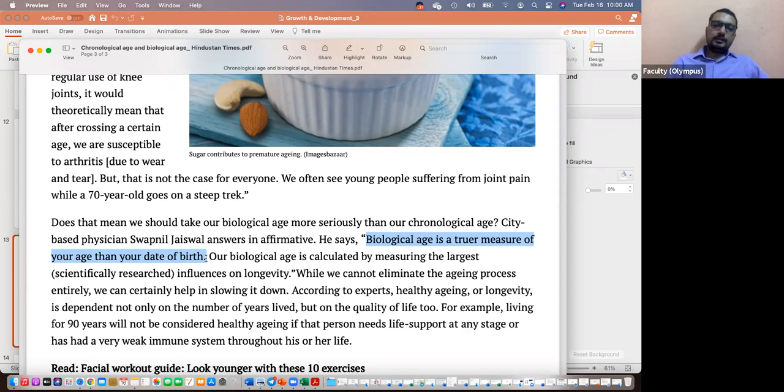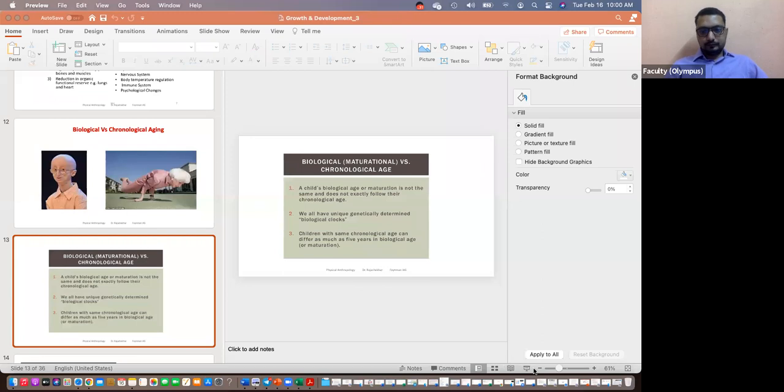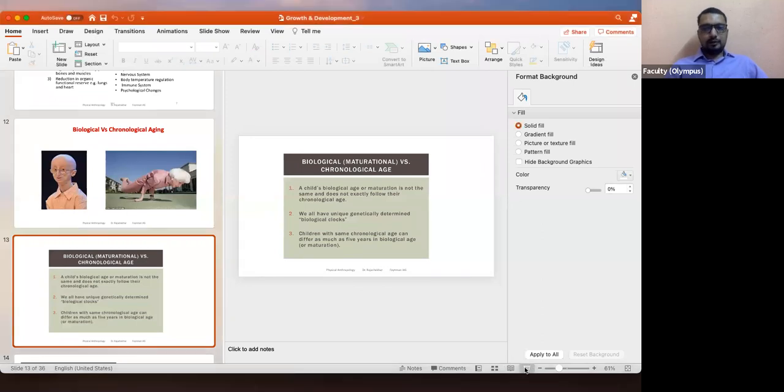Okay, biological age should be a better, more true measure of your age than the chronological age. But chronological age you can count, so how do you determine the biological age? We are recognizing that biological age is important, but how do you know your biological age? Is there a way for it? I've collected some information on this from various sources, so I'm summarizing that here.